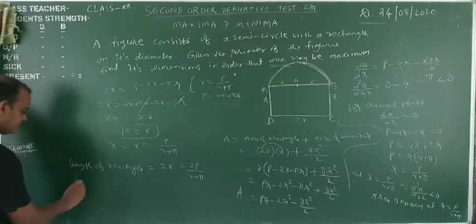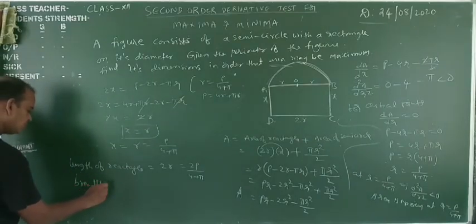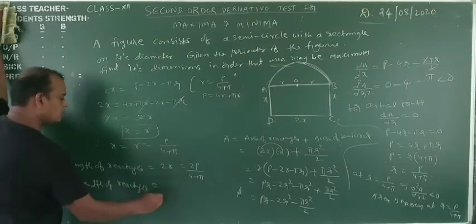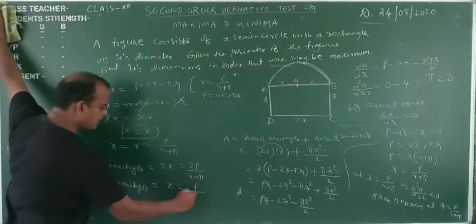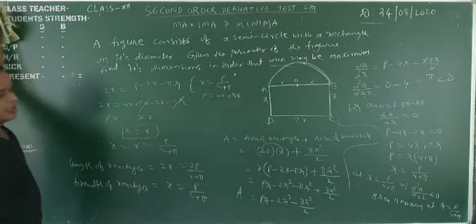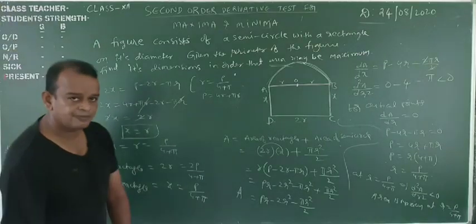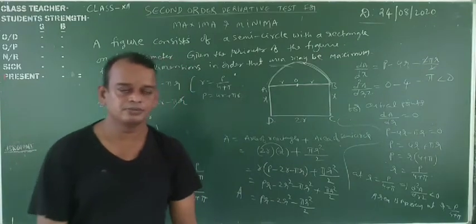Breadth of rectangle is equal to, what is that? x. x is equal to P by 4 plus pi. In this way, we will complete the problems, my dear students. Okay, we will go to the next problem.